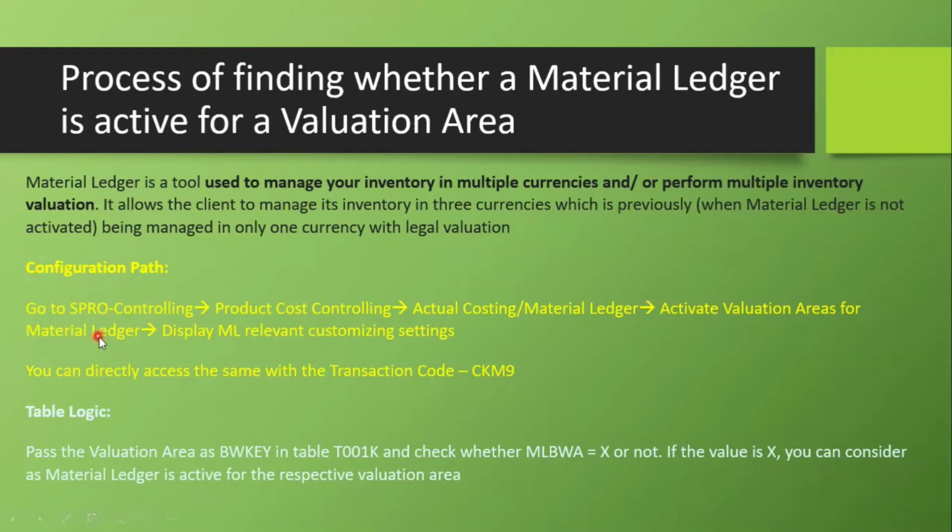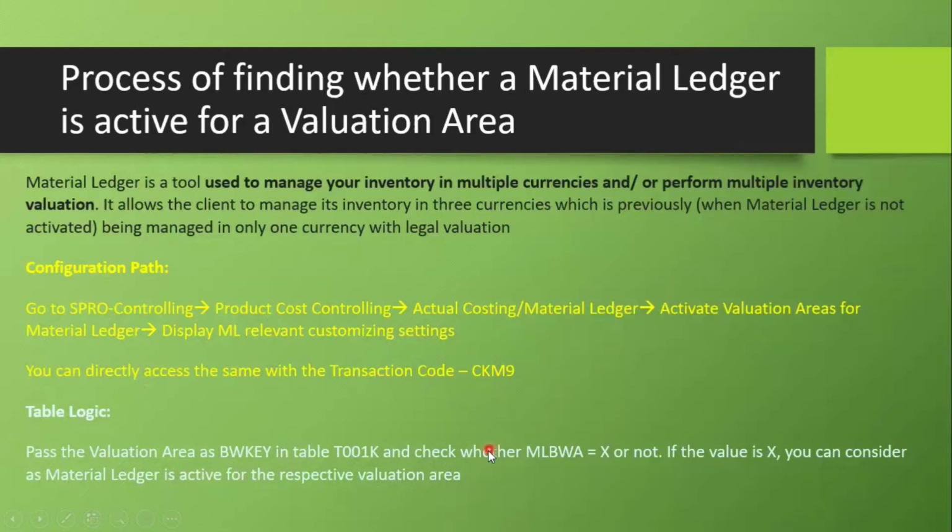If you go to the configuration path, SPRO, controlling, product cost controlling, in that SPRO path, you can check whether material ledger is active for your valuation area or not. I'm going to show it in SAP. The same path you can directly access with the transaction code called CKM9.